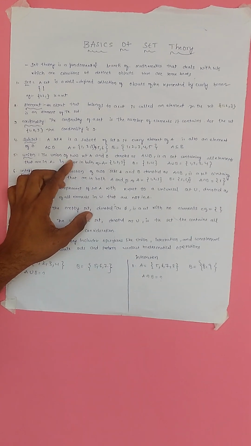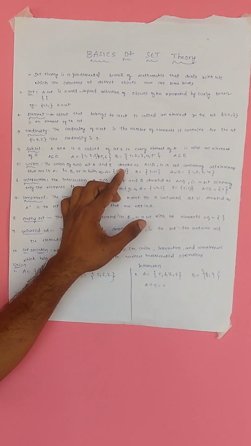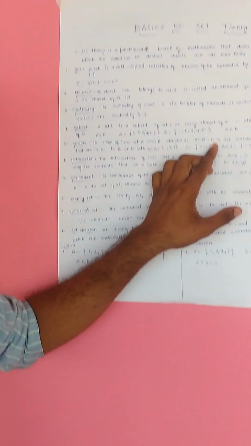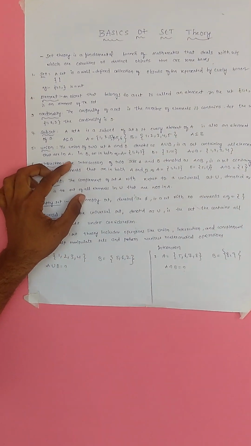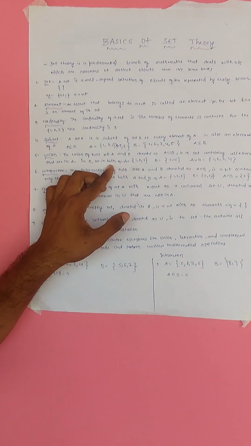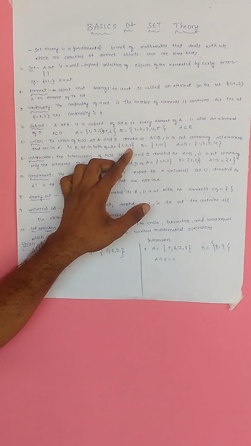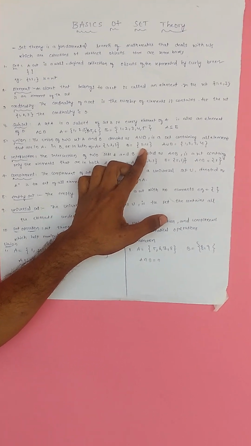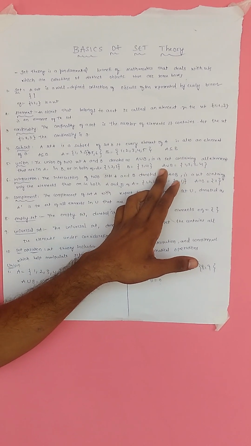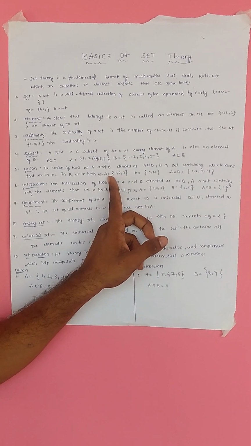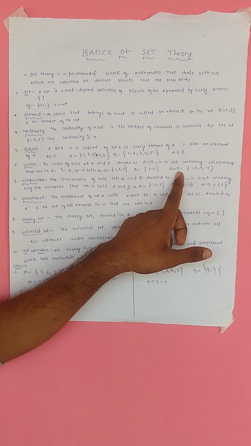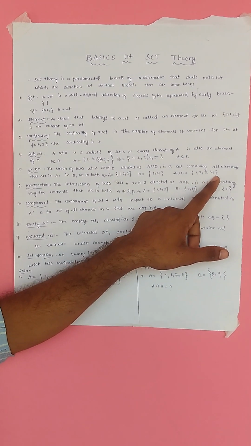Union. The union of sets A and B, denoted as A union B, is a set containing all elements that are in A, in B, or both. Example, A is equal to {1, 2, 3}, B is equal to {3, 4}. So A union B is equal to combining those A and B. So the result is {1, 2, 3, 4}.